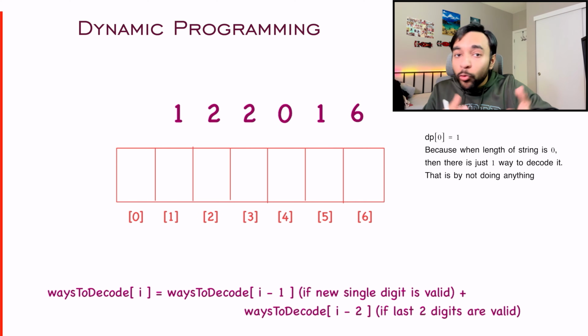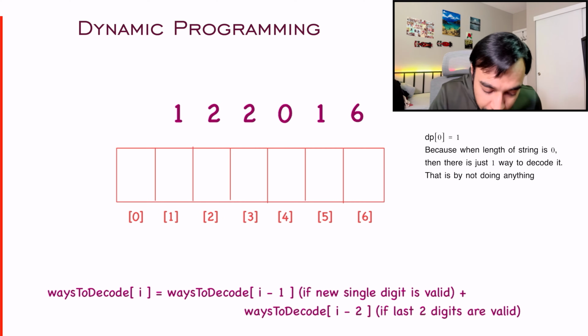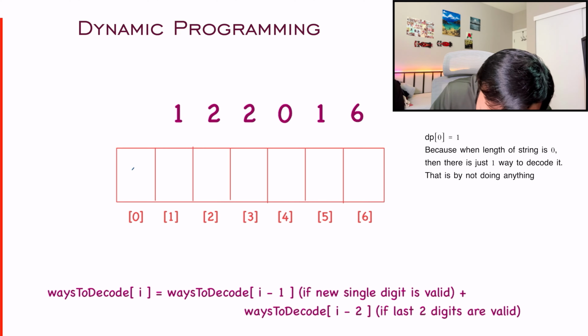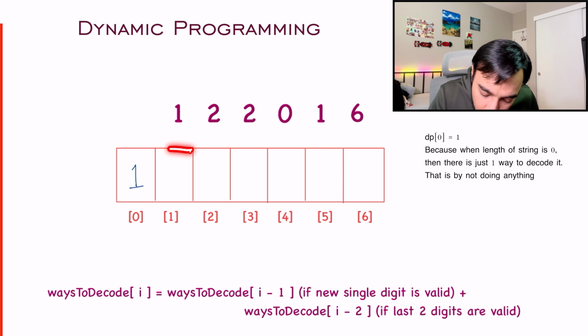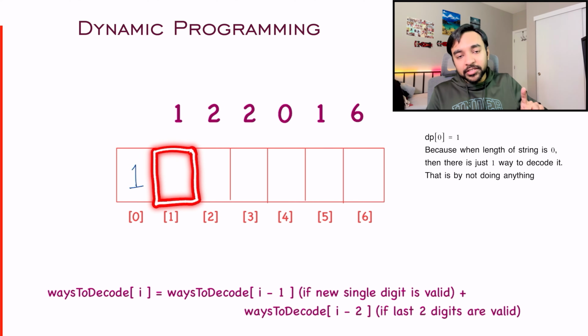That means there won't be any output. If there was no input, there is no output. That is the only way you can decode it. So over here, I can safely write down 1. If you remember, we had a dependency on the last two values. So we also want to initialize this first value as well.